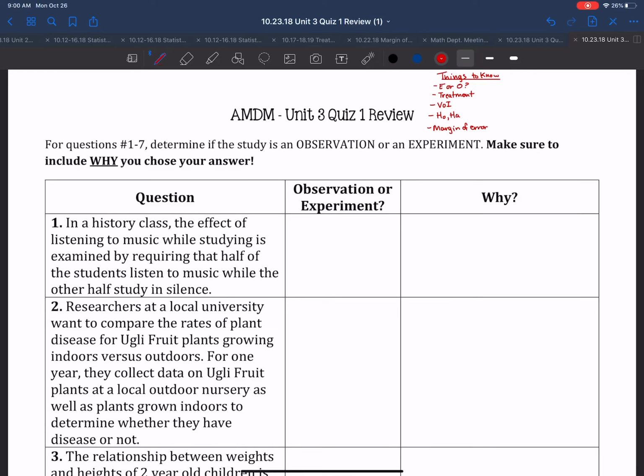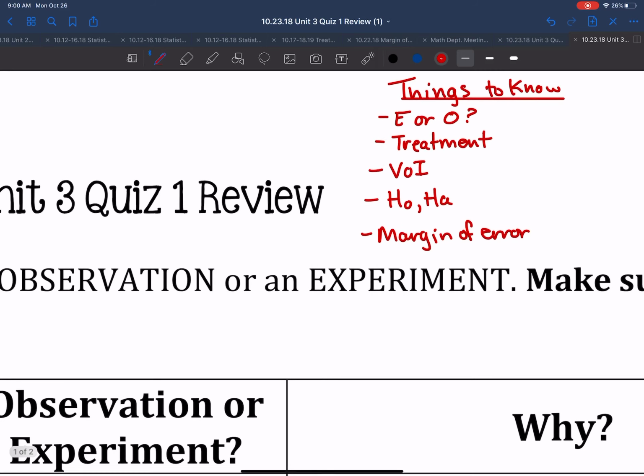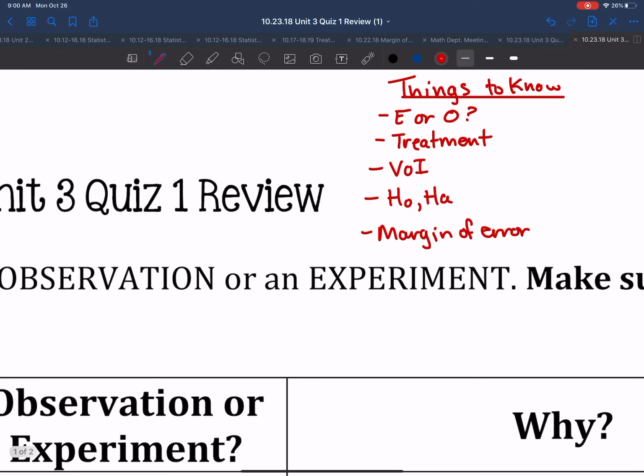Okay, in this video, we're going to be going over the Unit 3 Quiz 1 review. Real quick, before we get into it, I just wanted to talk about things to know for the quiz. So I just made a little bullet point. The things that we're going to go over in the review and the things that are going to be on the quiz are you need to figure out if a study is experimental or observational.